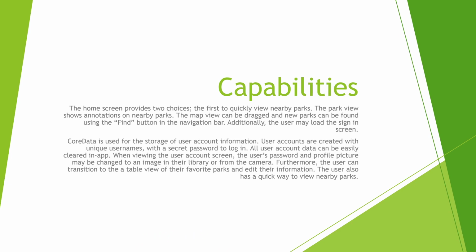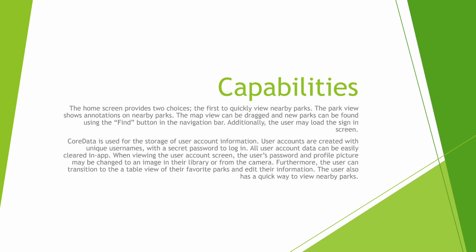My app is divided into two main capabilities. The first is to quickly view nearby parks. The park view displays annotations that display the location of nearby parks. The map view can be dragged around and new parks can be found using the Find button in the navigation bar. From the main view, the user may also load the sign-in screen, allowing the user to sign up for an account or to log in with an existing account.